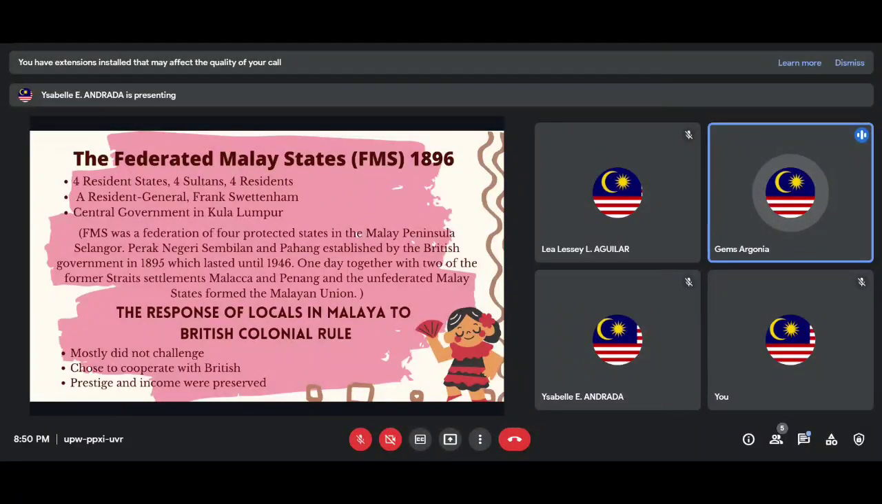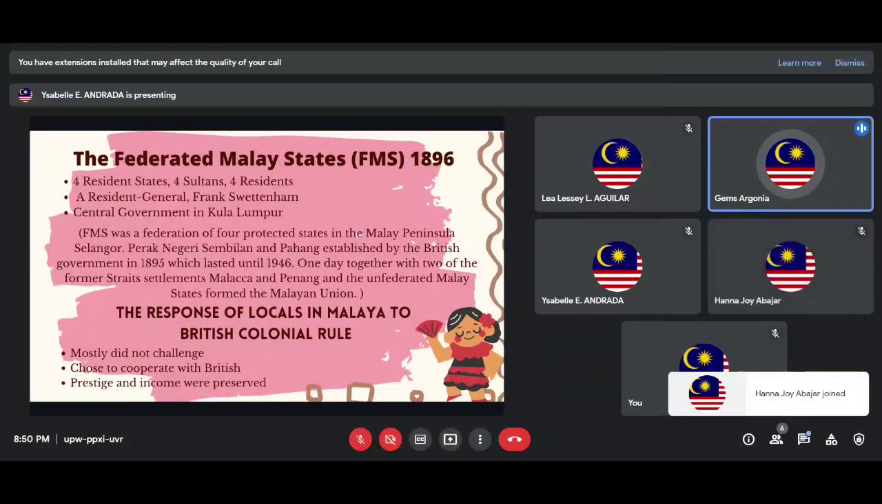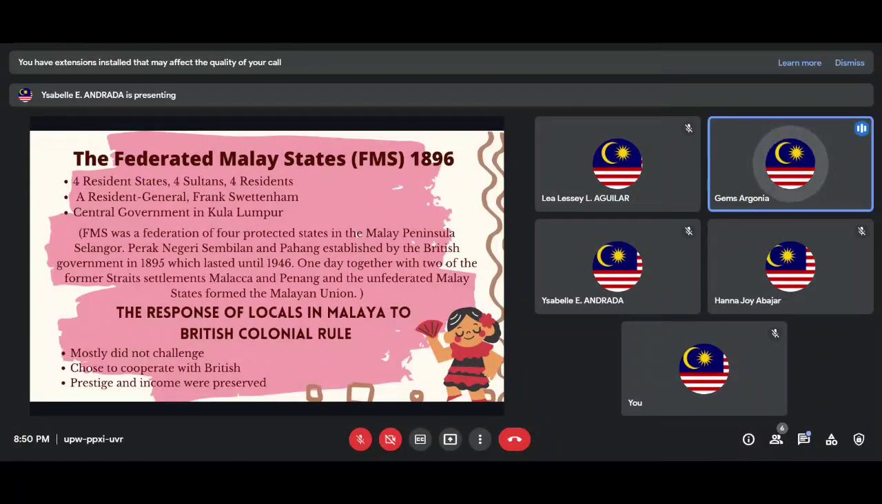Next is the Federated Malay States, or the FMS, in 1896. The FMS was a federation of four protected states in the Malay Peninsula: Selangor, Perak, Negeri Sembilan, and Pahang, established by the British government in 1895, which lasted until 1946. Together with the first trade settlements, Malacca and Penang, and the unincorporated Malay states, they formed the Malayan Union. The Malay rulers chose to cooperate with the British, and their ranks and incomes were preserved.